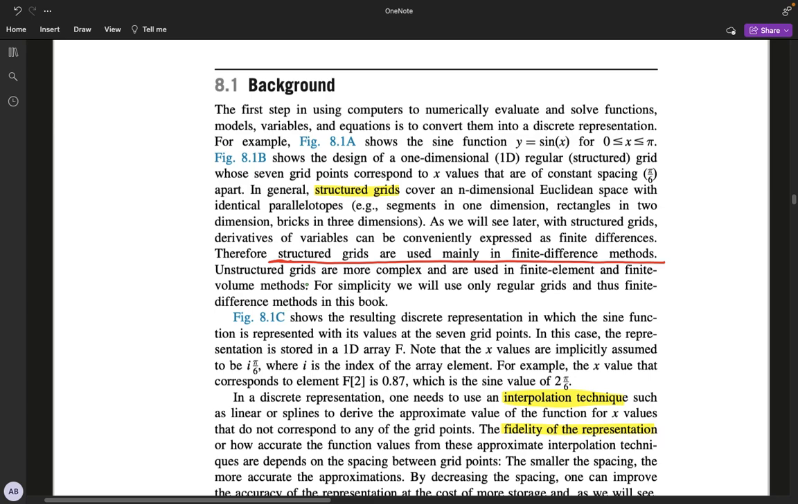So, a little background. Let's see what a structured grid is. A structured grid is any grid like this: this is a structured 1D grid, this is a structured 2D grid, and similarly in 3 dimensions. Any grid in n dimensions is a structured n-dimensional grid.